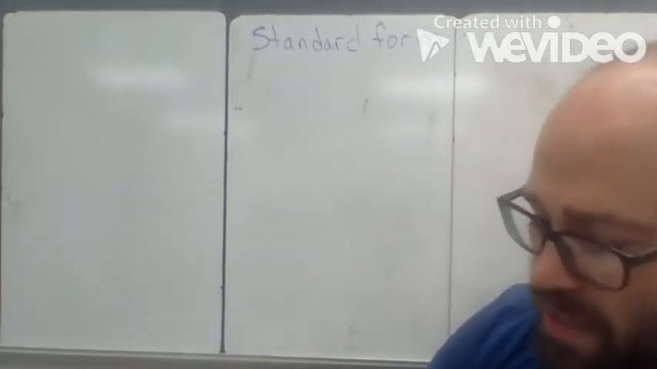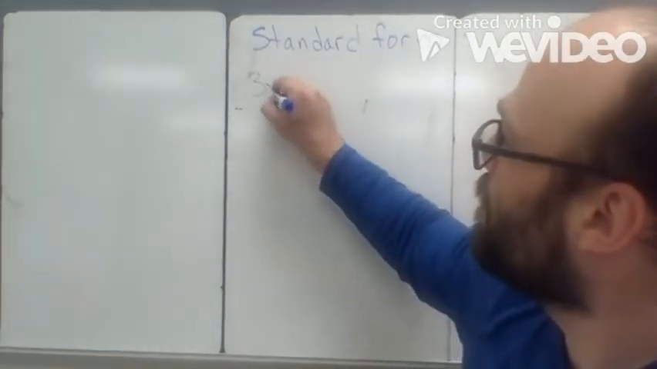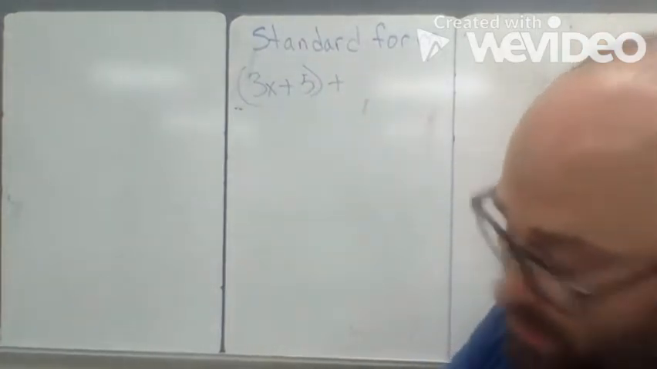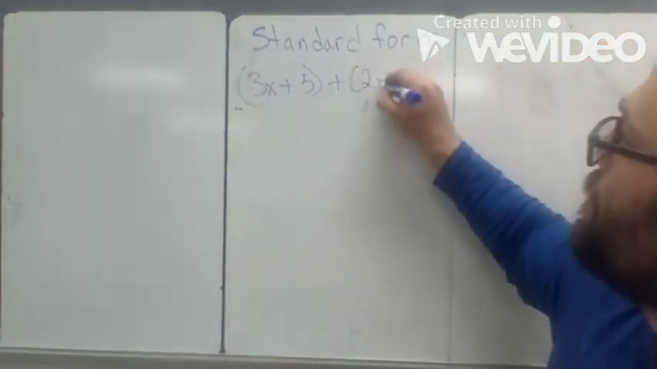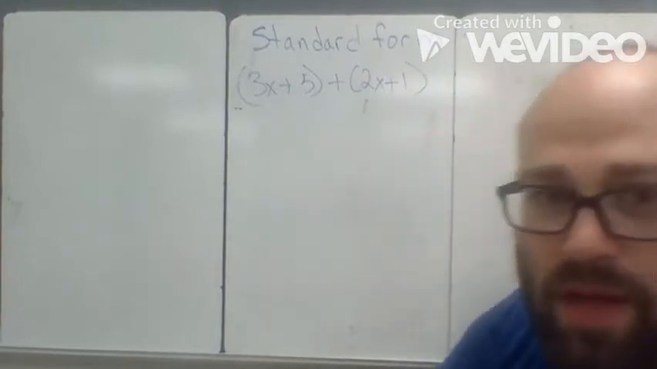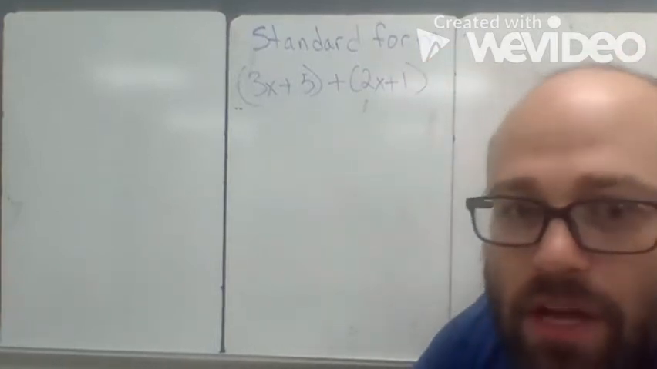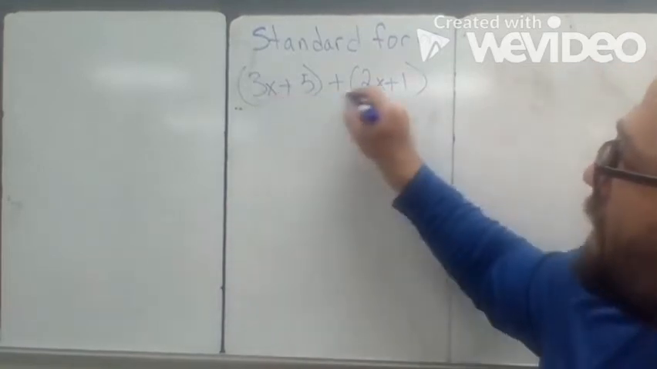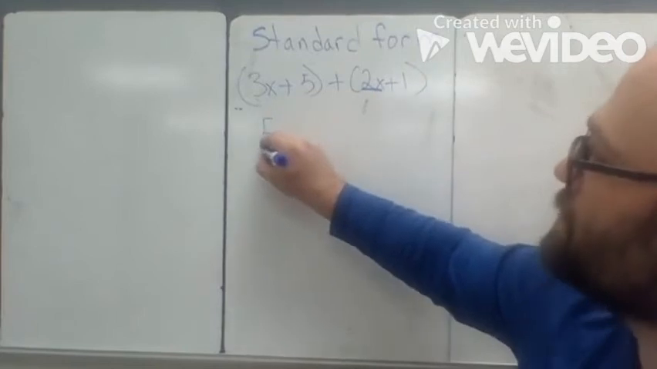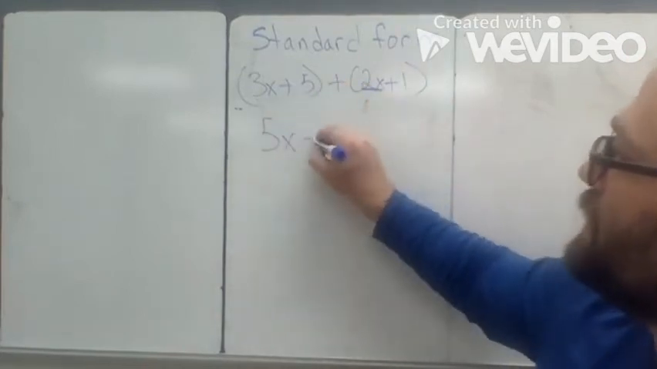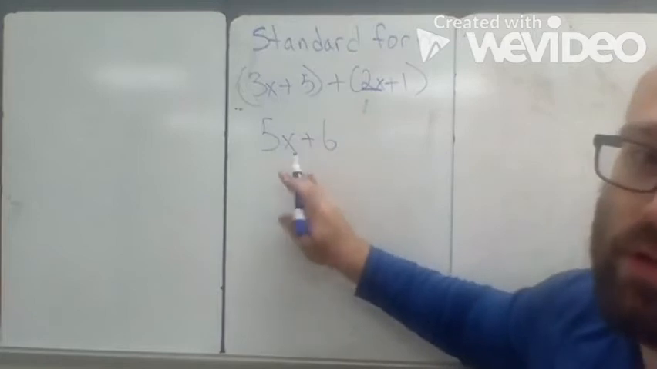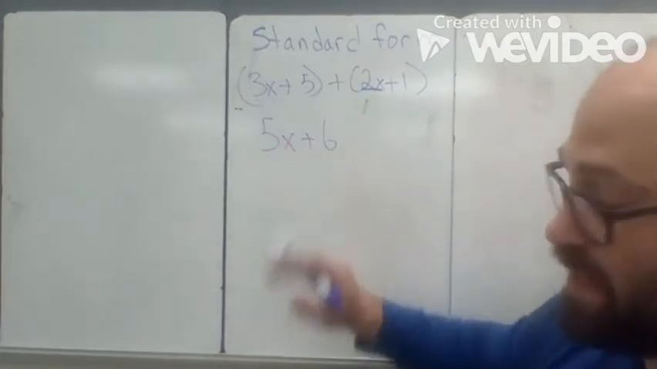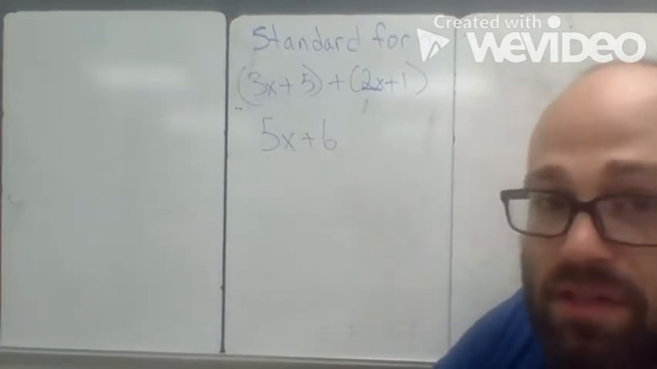So let's just do an easy one here. We have 3x plus 5, that quantity, plus 2x plus 1, that quantity. So we have these two quantities that we're going to add together. Since they are like terms, 3x and 2x are like terms. So that's 5x. And then we have 5 plus 1 is 6. Now, this is standard form. Our variable comes first, then our constant. And so we would just leave it the way it is.